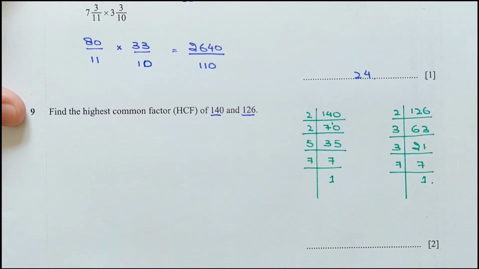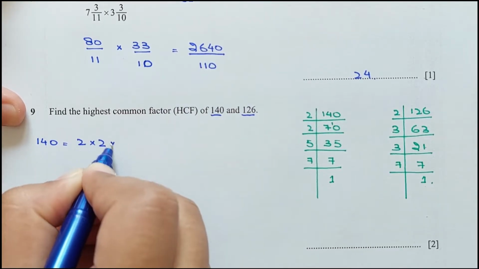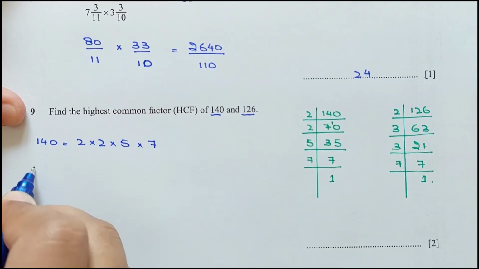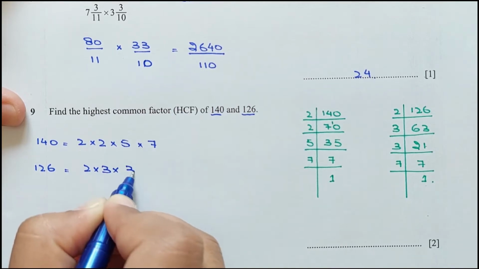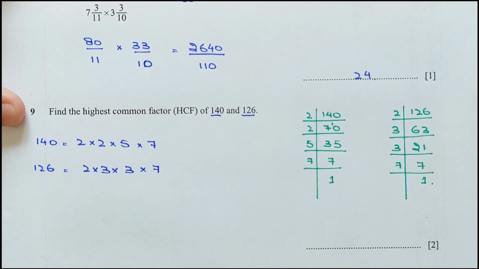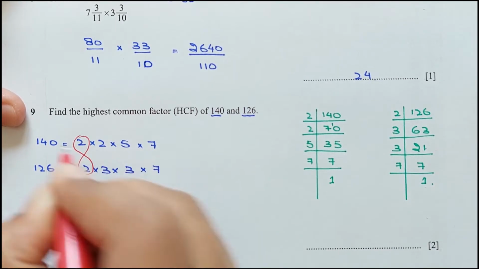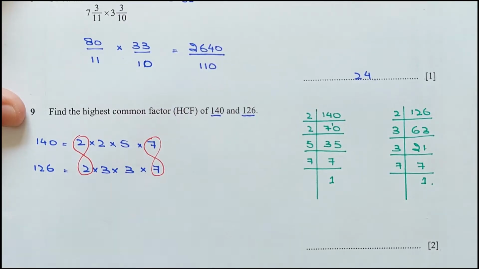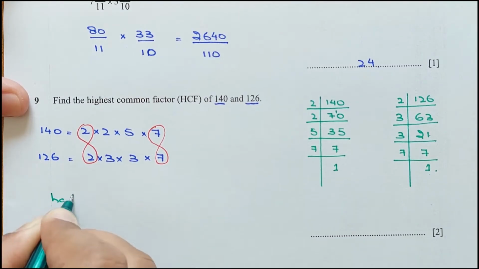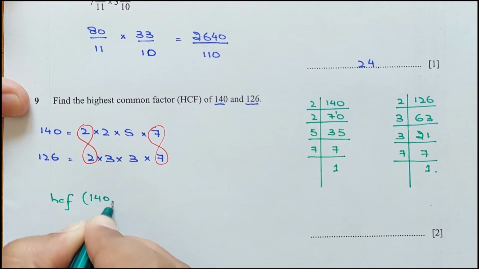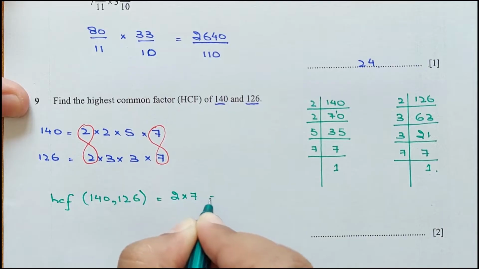Let me write down the prime factorizations of both numbers. 140 is 2 into 2 into 5 into 7. And for 126, this is 2 into 3 into 3 into 7. Okay, now for HCF, we have to pick the common factors only. So as you can see, 2 is common in both and 7 is common in both, right? So that is going to be the HCF. So we can say HCF of 140 and 126 is going to be 2 times 7, that is equal to 14.